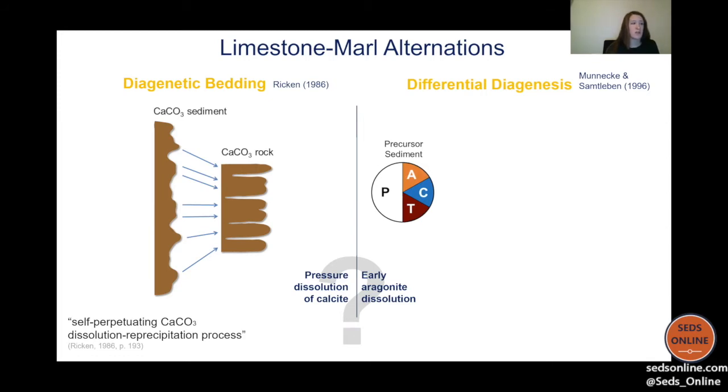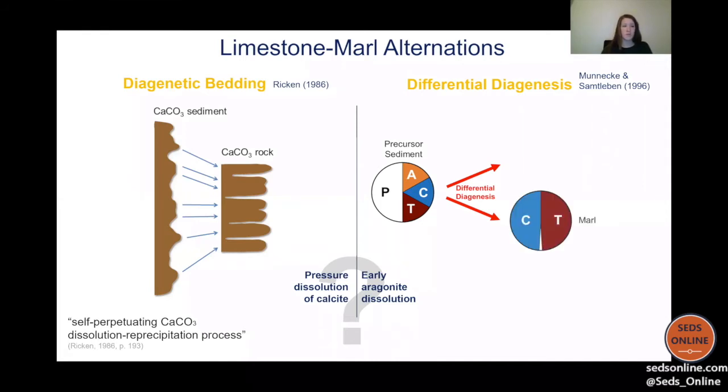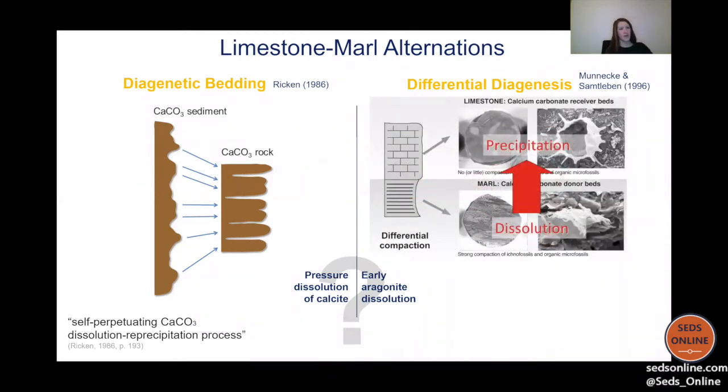And a model that is more concordant with the so far unexplained phenomena was developed by Munnecke and Samtleben in 1996. According to this model of differential diagenesis, aragonitic components, which are fossils or mud of the precursor sediment, are dissolved in the shallow subsurface. And this dissolved calcium carbonate reprecipitates as calcite cement in the near-future limestone layer. The future marl is therefore relatively depleted and only consists of its original portion of calcite and terrigenous material, while the limestone has imported a lot of calcite and is therefore enriched in carbonate, and the terrigenous material is passively diluted.